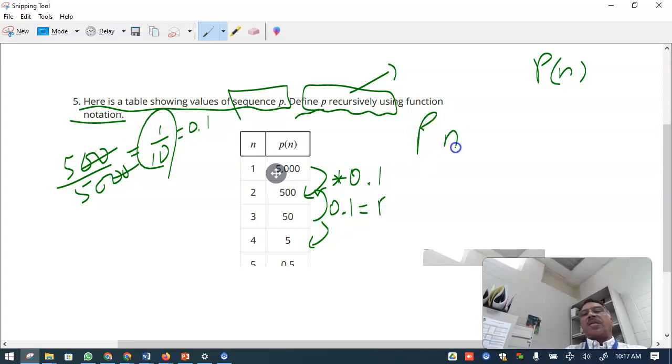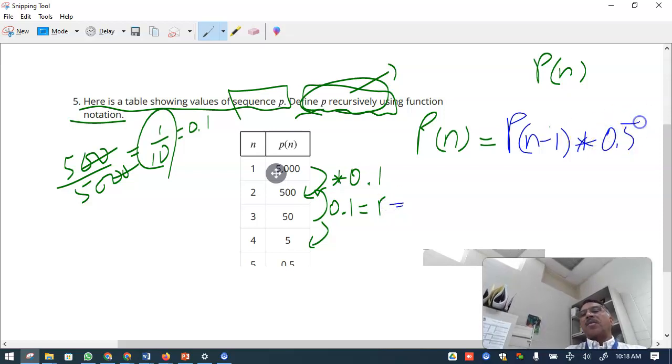So the function notation, Pn, is always recursive. How do you write recursive? You need to know in the beginning we had 5,000, so I'll put that 5,000. For the recursive, you always use what was the previous one. So if it is Pn, then the previous one, Pn minus 1, times the R, which is this one, 0.1. And in the beginning, P of 1 is 5,000.